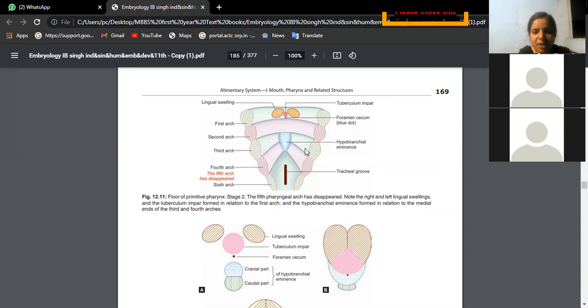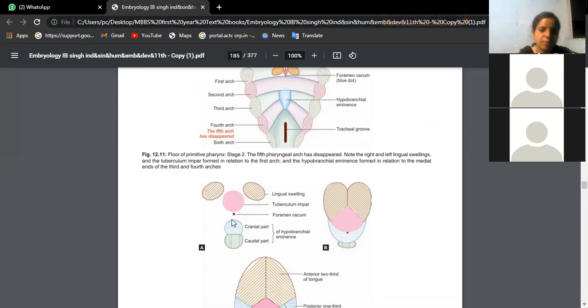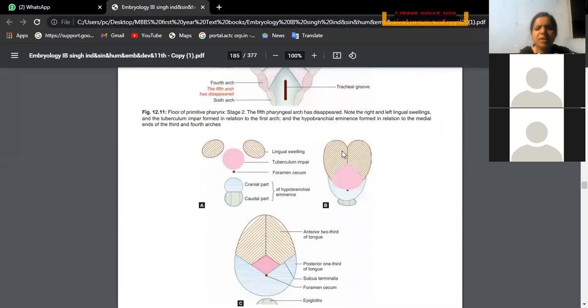Third and fourth arch level, what do we have? Hypobranchial eminence. Okay. No, you need not draw the complete pharyngeal apparatus. Draw only this: lingual swellings, tuberculum impar, foramen cecum, hypobranchial eminence, which is further subdivided into cranial part and caudal part. Now, they will draw exactly what is given here, beta. They will start growing and they will finally fuse.